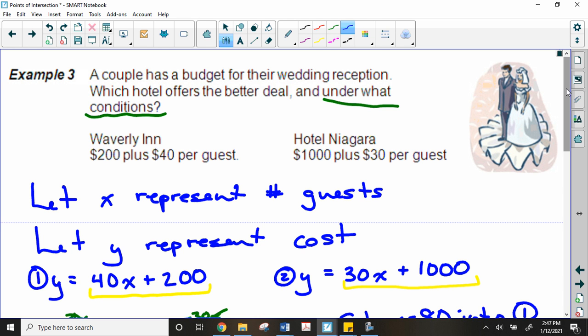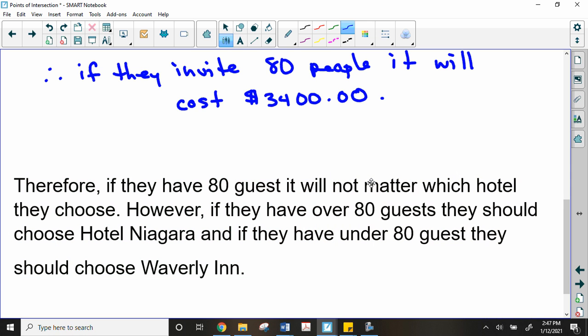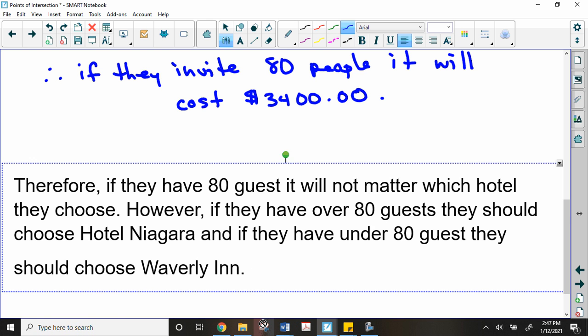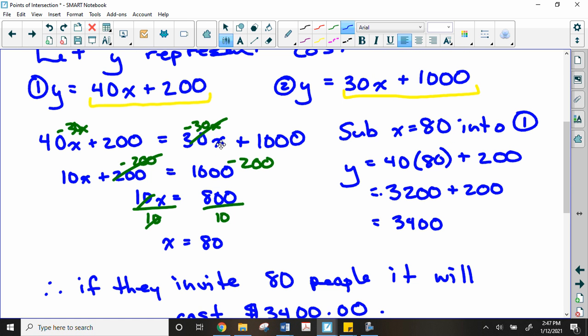So then we have to think about our conditions. Well, what kind of wedding are we having? Are we having a huge wedding where there's going to be 200 people there, or are we having a small wedding where you're only inviting 50 people? And that's down here when we're talking about our conditions. So if they invite 80 people, it doesn't matter which hotel they choose. Then we have to think about where is it going to cost a little bit less money depending on the number of guests. So if we were to think about this and graph it really quick, y equals 40x plus 200. Let's go over to Desmos.